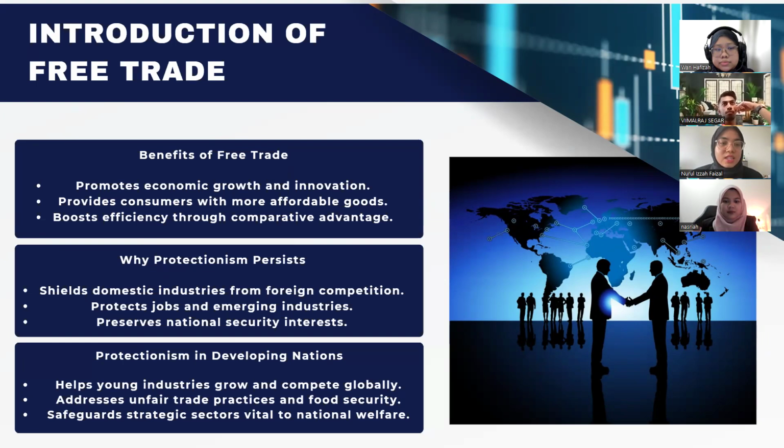In some cases, protectionism can also address concerns like unfair trade practices, food security, or the preservation of strategic sectors critical to national welfare. This essay will delve into five arguments for why countries embrace protectionism, offering real-world examples to illustrate each point.